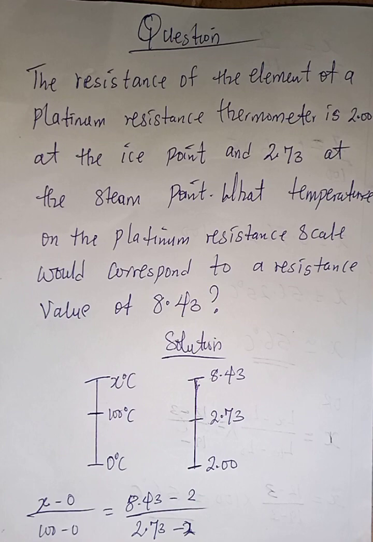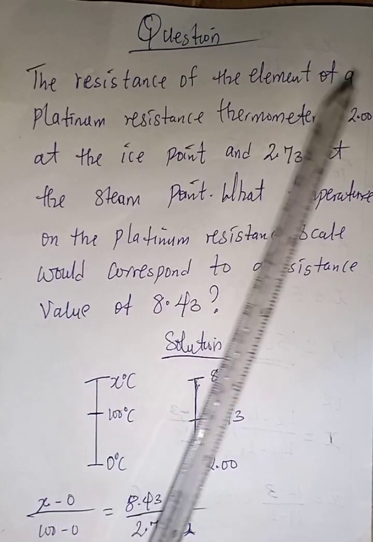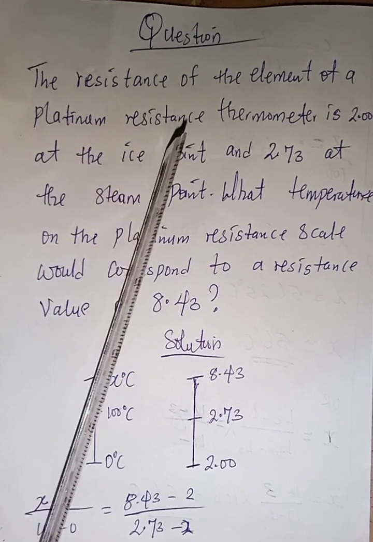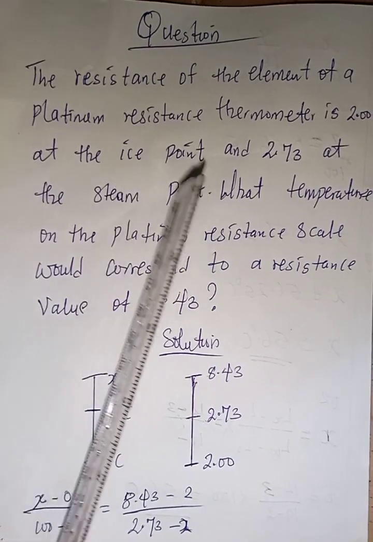So if you see ice point, automatically they are telling you that the temperature in that place is 0 degrees Celsius. They may not tell you that 0 degrees Celsius corresponds to this, or 100 degrees Celsius. No. They just mention ice point and steam point. So you just know that they are talking about 0 degrees Celsius and 100 degrees Celsius. So I can interpret the question this way: the resistance of the element of a platinum resistance thermometer is 2 at 0 degrees Celsius, that is the ice point, and 2.73 at the steam point, meaning 100 degrees Celsius.